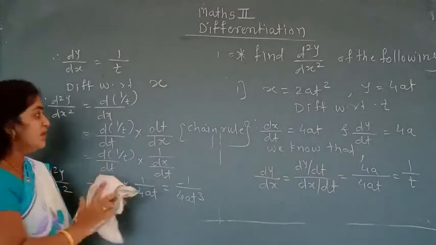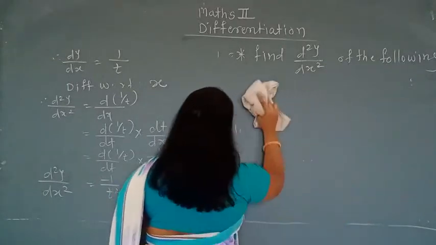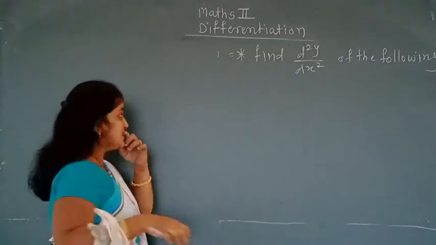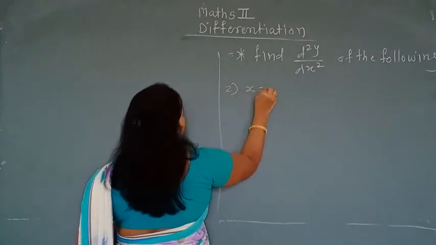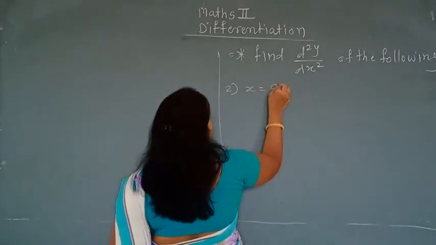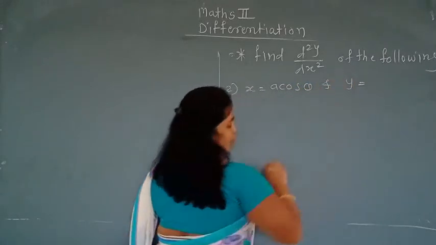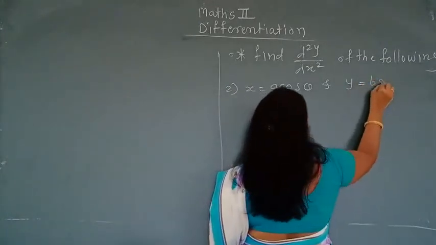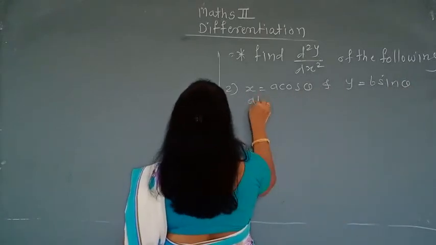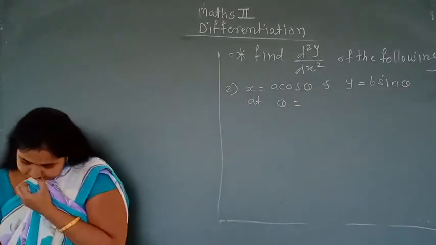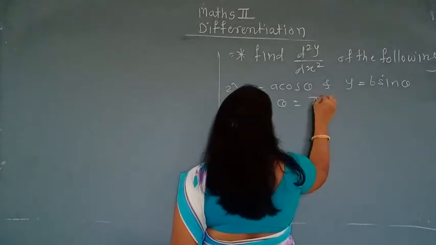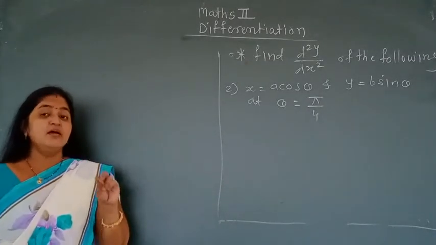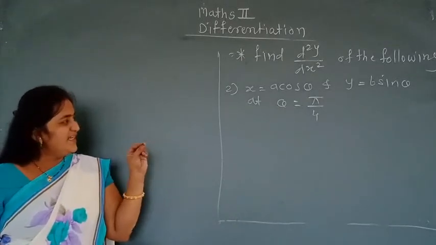Now next example. x is equal to a cos theta and y is equal to b sin theta, and at theta is equal to pi by 4, we can find the double derivative of y with respect to x square. I want it when theta is equal to pi by 4.